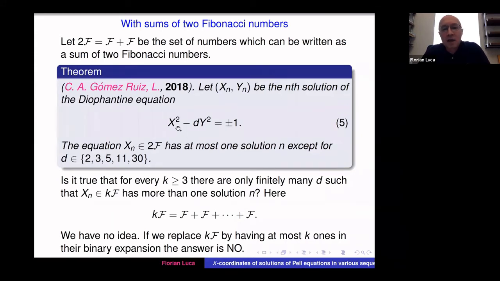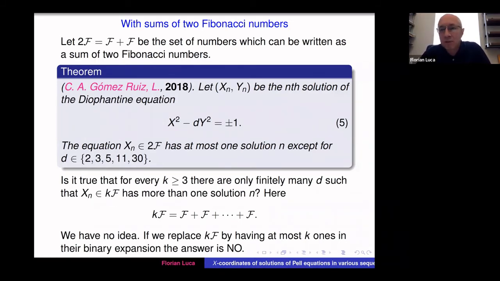And then we get that x squared minus d y squared equals plus or minus 1. The only d's with the property that there are at least two x coordinates which are sums of two Fibonacci numbers are the d's in the set 2, 3, 5, 11, 30. Is it true that for every k greater or equal to 3, there are only finitely many d's with the property that x sub n belongs to k-F has more than one solution n?